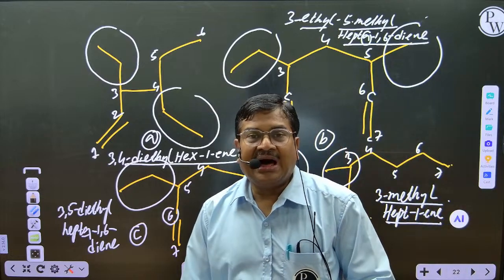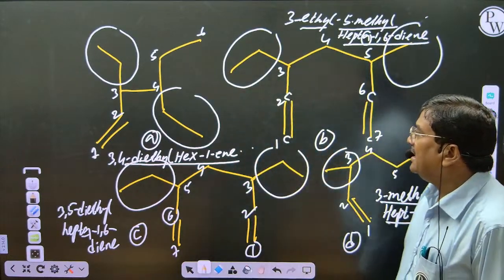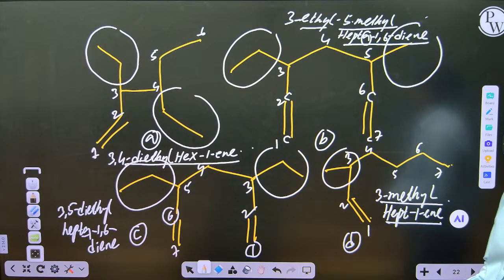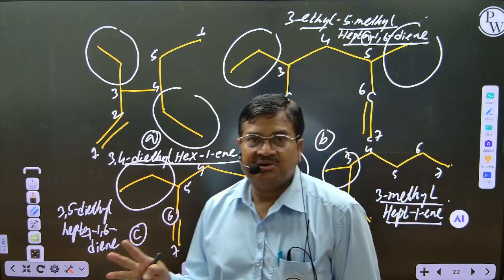Now we go for alkynes. Right, heading: alkynes. Alkynes will have what bond? Triple bond. The last compound, alkynes.